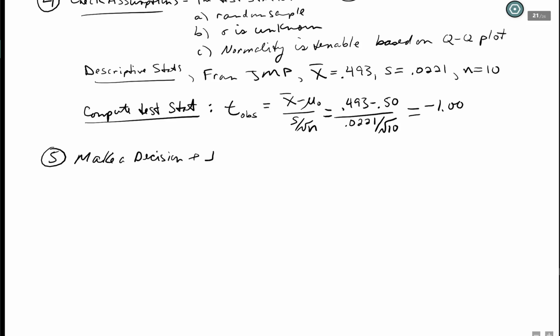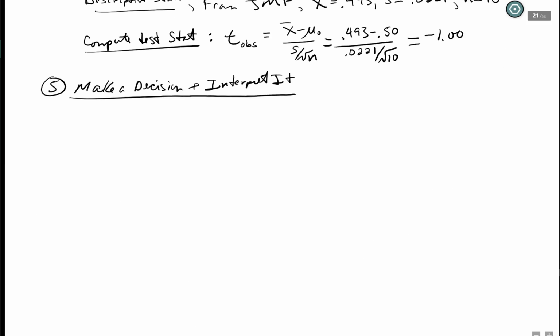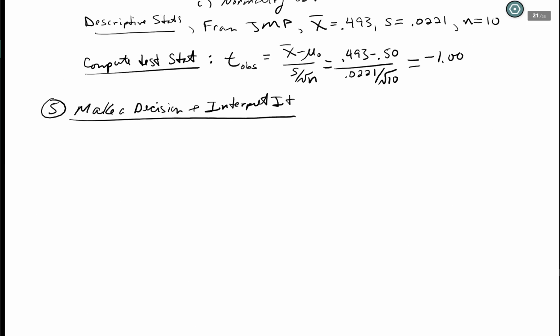So we'll make a decision and interpret it. It would look like this. We ask the question, is our observed test statistic in the rejection region? Well, -1 is somewhere over here. So it is clearly not in the rejection region. So we fail to reject the null hypothesis.